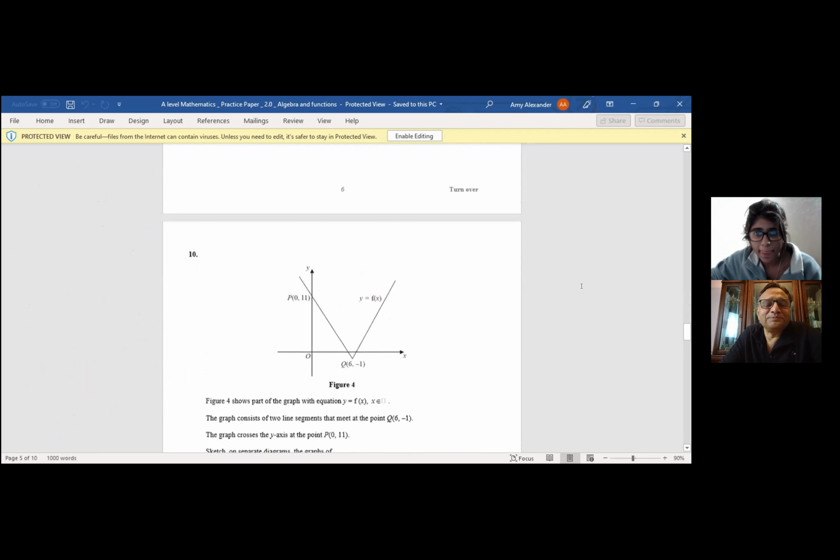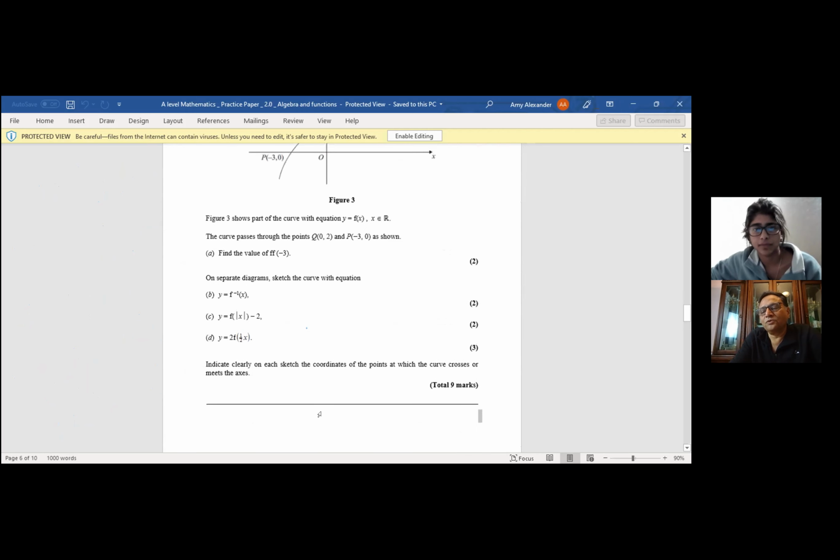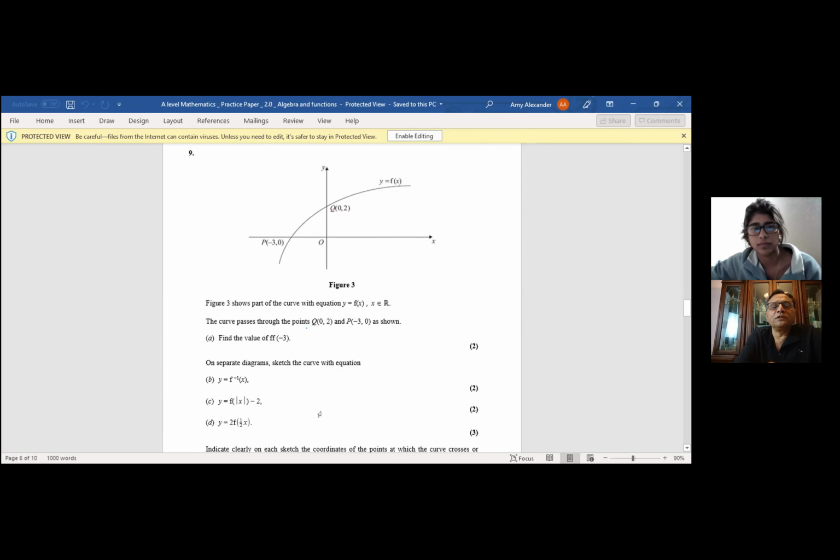Read the instructions after the question. Indicate clearly on each sketch the coordinates of the points at which the curve crosses or meets the axes. Correct. So when we drew, we had the x-intercept, the coordinates of the point. So those were the 2 points which we had actually found, correct? 0, 4, which we wrote, and this was minus 6, 0, right? So those are expected to be written. Is that clear to you? Only then you get full marks.